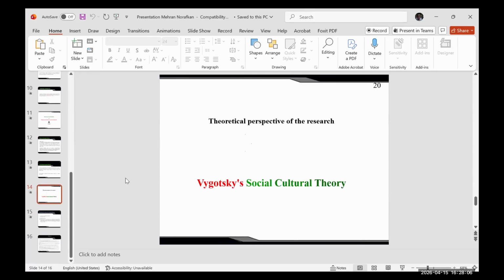This study is based on Vygotsky's sociocultural theory. So in simple words, Vygotsky believes that there should be a medium between the brain of the learner and the surrounding environment. And here, that tool, that medium is AI.